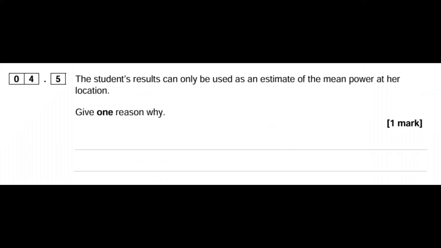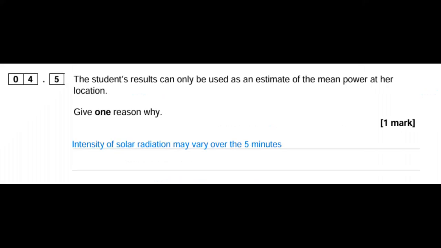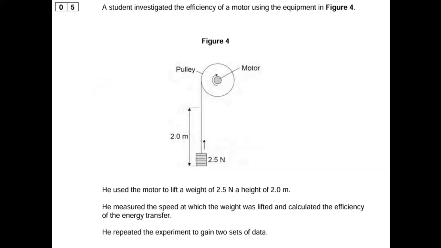Now, moving on from the maths, quite often they do this. They have a question where they want you to explain why the mean power is only an estimate. Well, there's many reasons why this could be, but the one I went for is that the intensity of the solar radiation may vary over the 5 minutes, because as they're recording the intensity of the solar radiation using the change in temperature of the water, there could be a cloud that temporarily blocks the sun for half of it, so it may only be an estimate of what the true intensity of the solar radiation is.